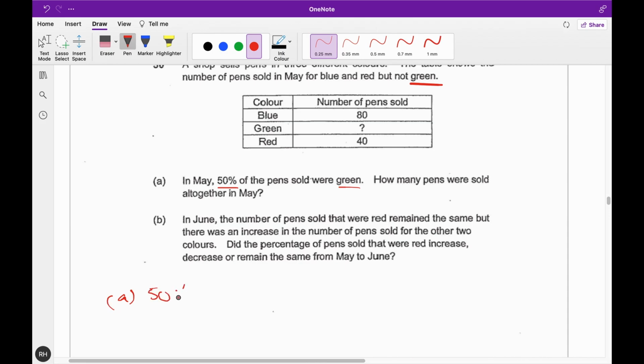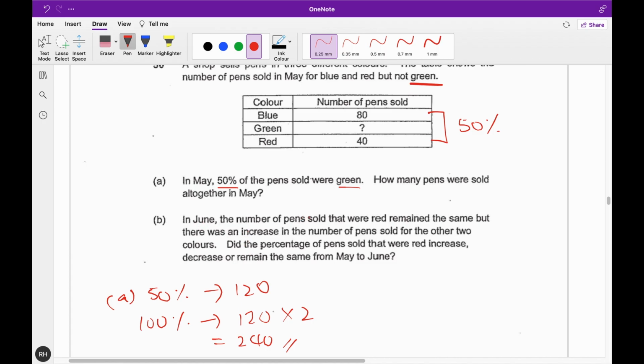if 50% sold were green, green is this amount here. Okay, we'll know this plus this is also equals to 50%. So 80 plus 40 is equals to 120. How do we find all together? So we have to find 100%, so 120 times 2. We know the total answer will be 240 pens.